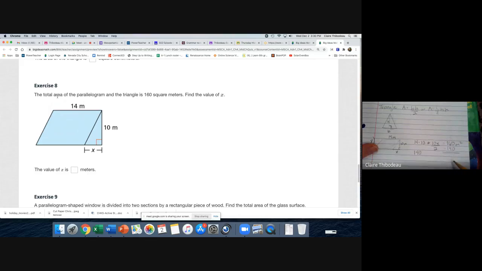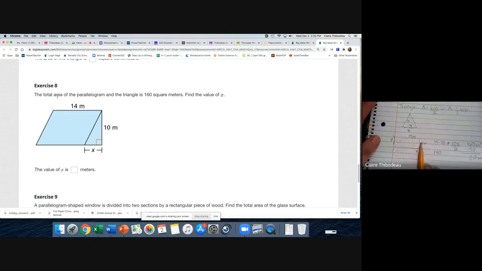And that would give us 20 meters squared. So what that means is if the total area of the shape here, if this whole thing is worth 160 and this is worth 140, then the area of the triangle has to be worth what? Now, if you know what the area is, then we can figure out what x has to be, right?